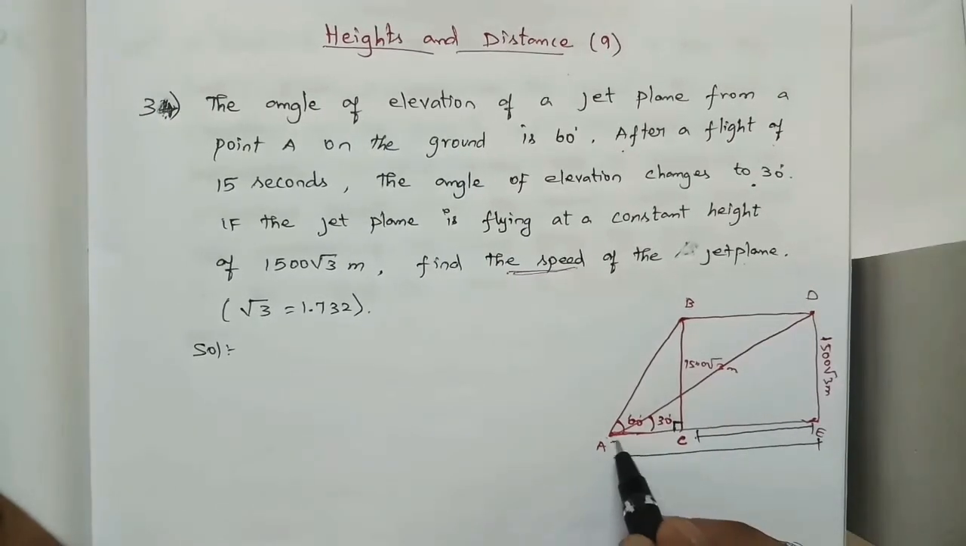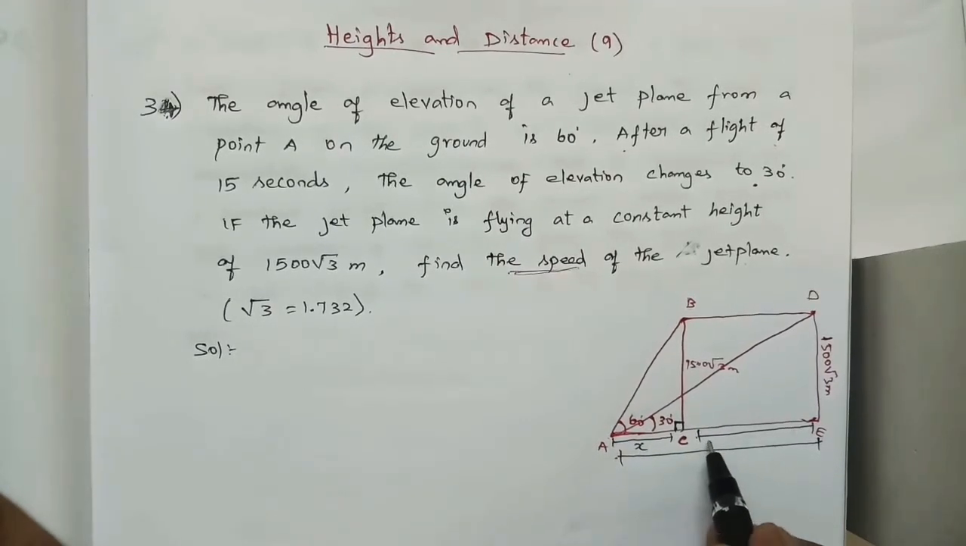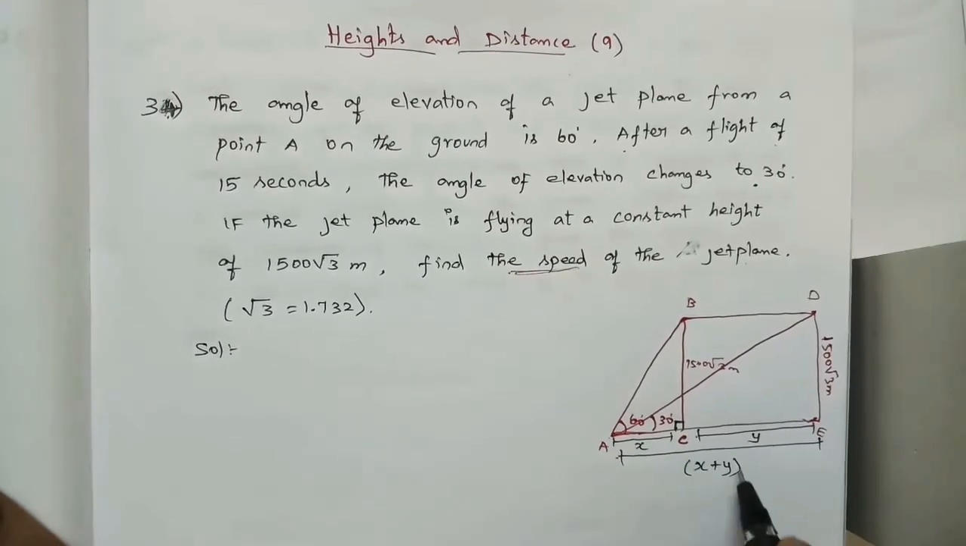So I'm just assuming that AC is equal to x meter, and CE is nothing but y meter, and AE is nothing but x plus y meter. Understood?